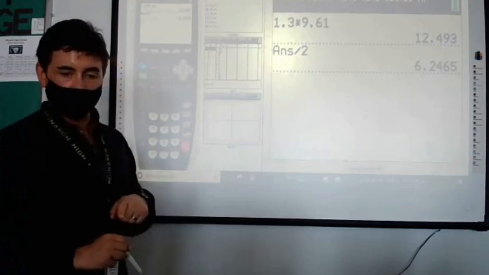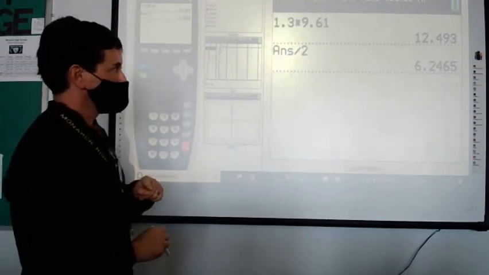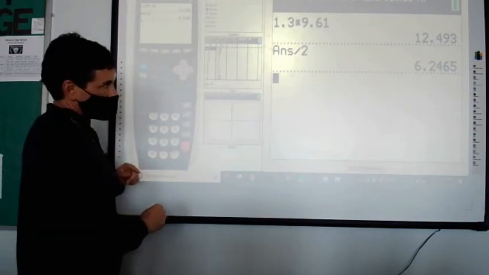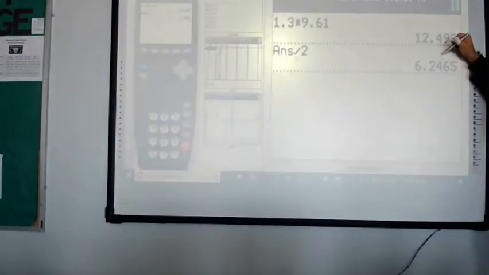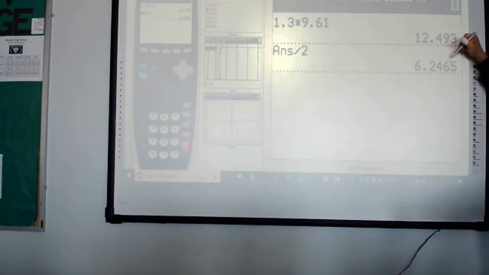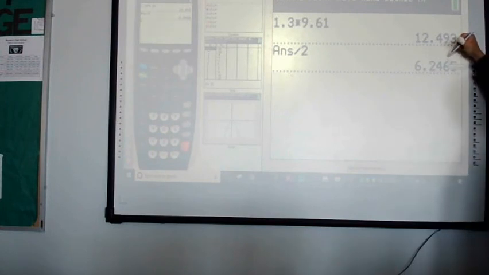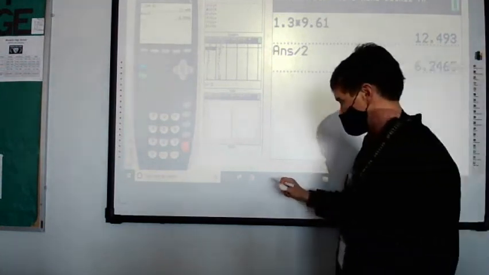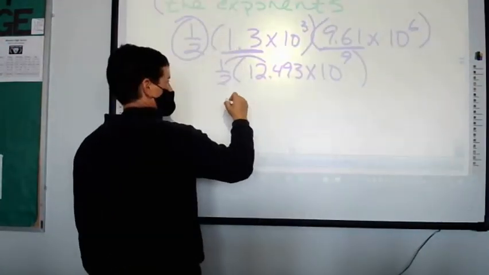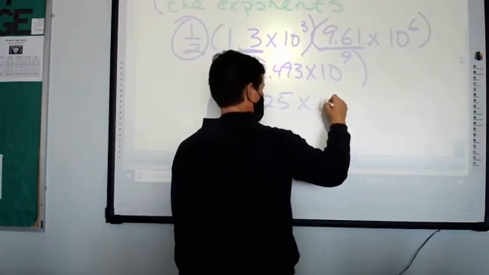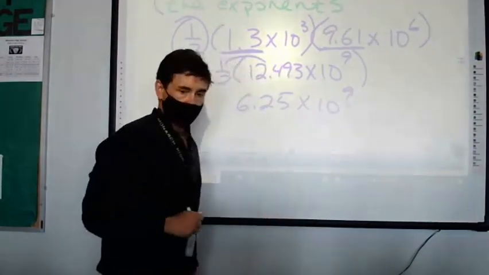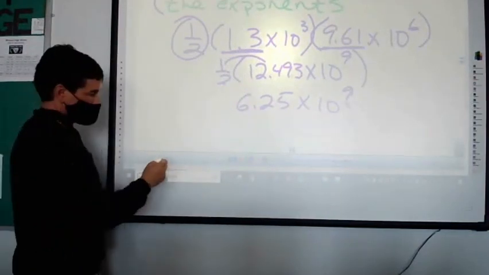I saw in somebody's homework they're asking about rounding, so we'll talk about rounding as well. If we round to the hundredths place, that 4 is in the hundredths. You look at the next number over: 5 and above, give it a shove. So that 6 makes the 4 go to a 5. So 6.25. We get 6.25 times 10 to the 9th power. That's the answer. Okay?